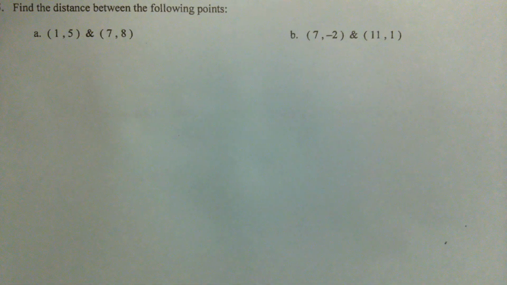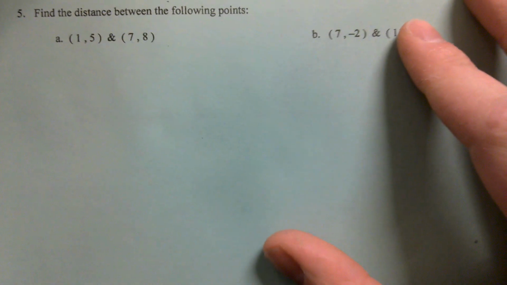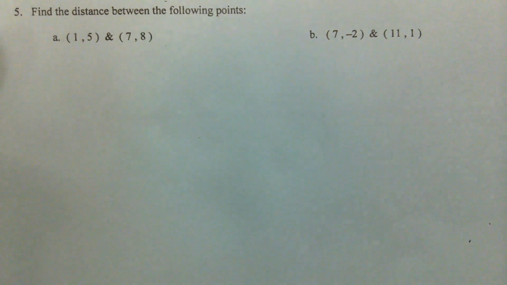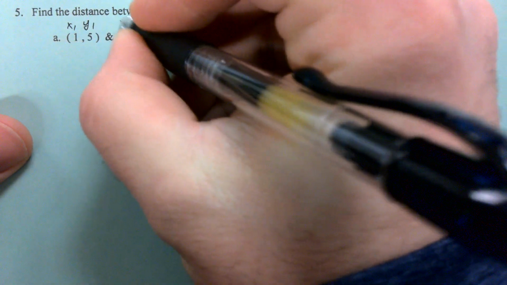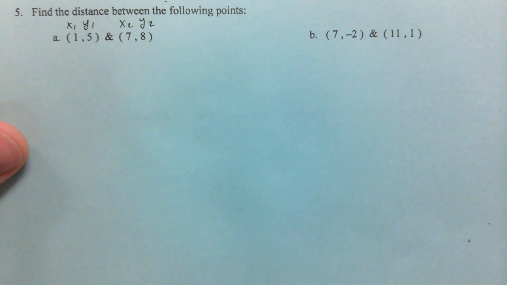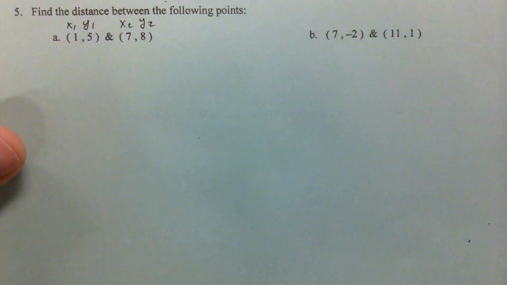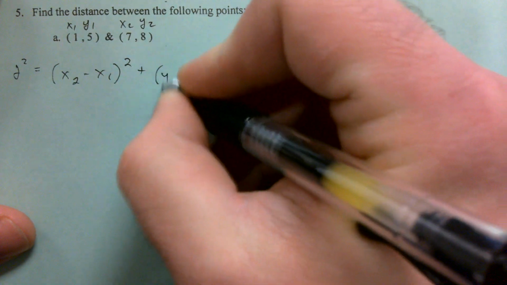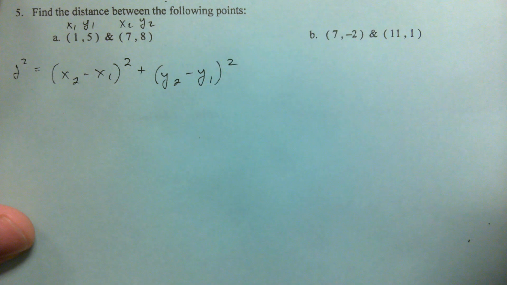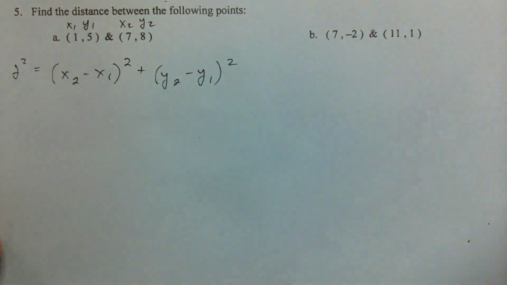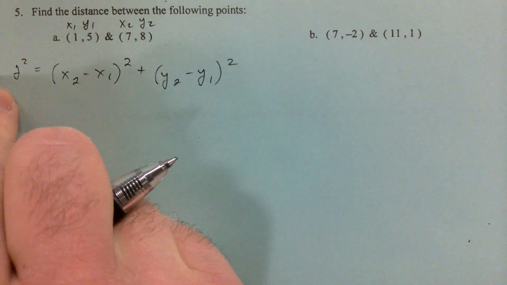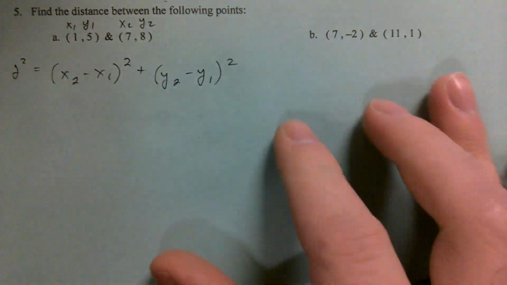Distance formula always gets people tripped up. We just have to follow the process. How do we begin the process to do this? We got to label. x1, y1. x2, y2. My distance formula looks like this: x2 minus x1 squared plus y2 minus y1 squared equals d squared. Not just d, d squared.